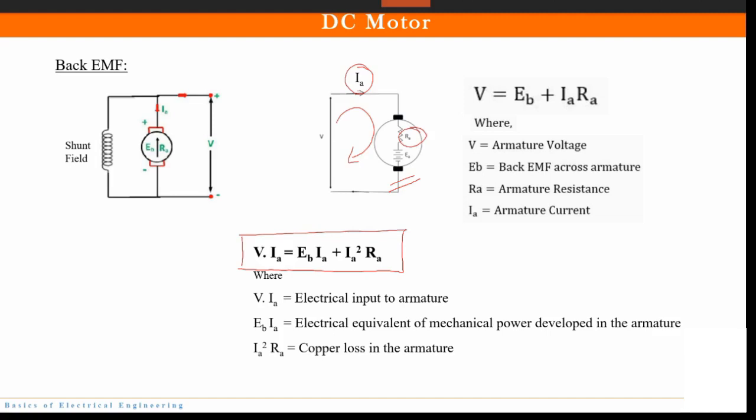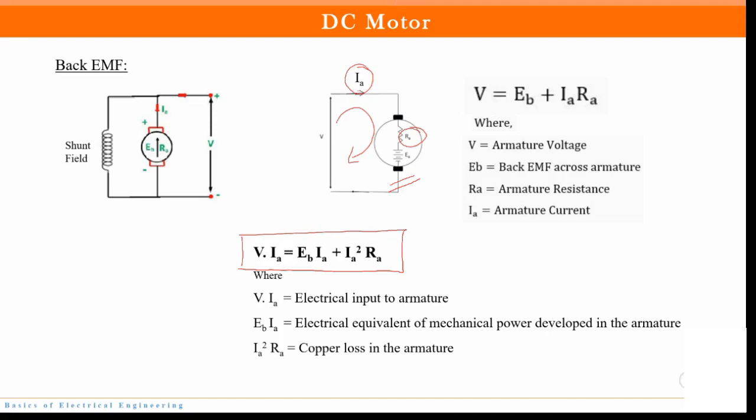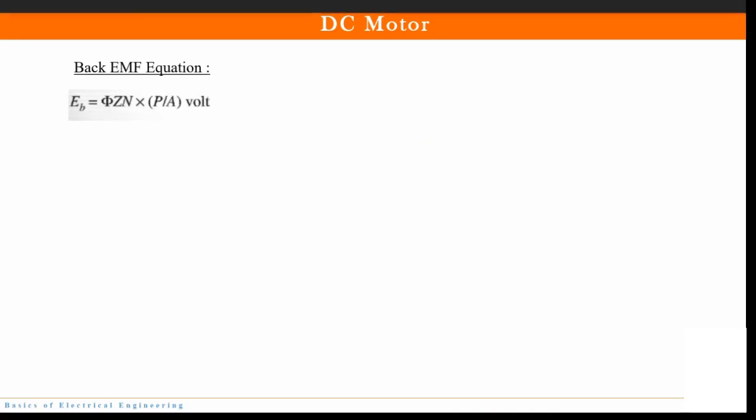represents the copper loss in the armature. Remember we studied the losses at the time of generator. So the same losses are applicable in DC motor also. And here also IA square RA represents the copper loss. Fine. So this is how the back EMF is represented. Now if you remember, the same equation was there in case of generator also. So the same is applicable here as well.